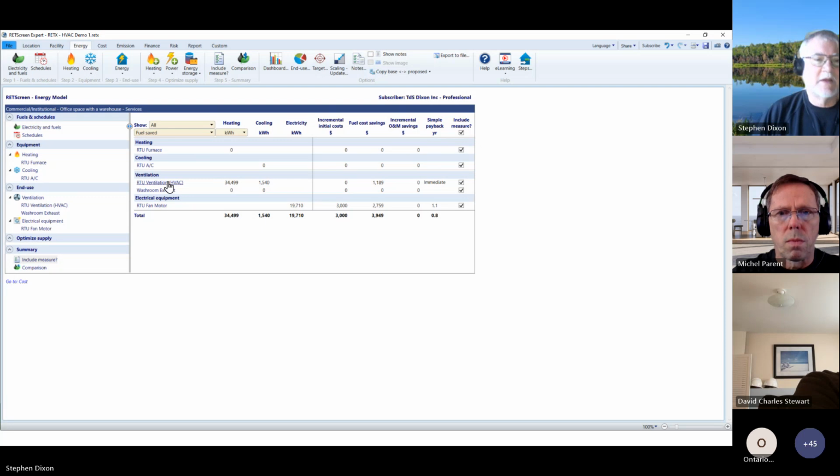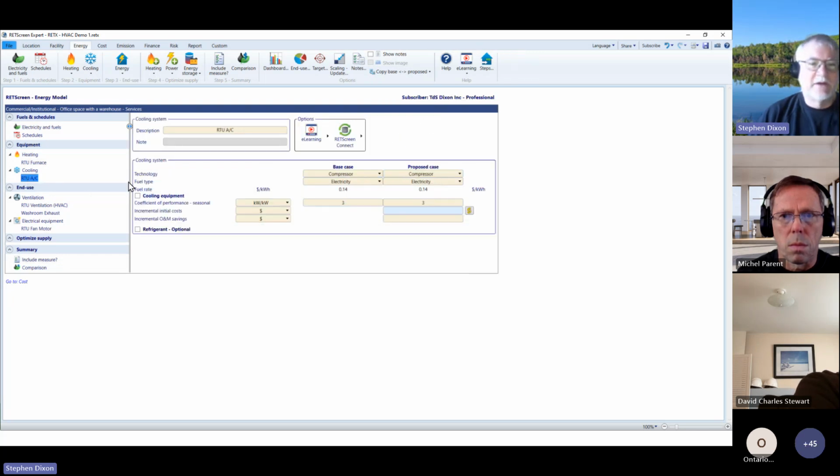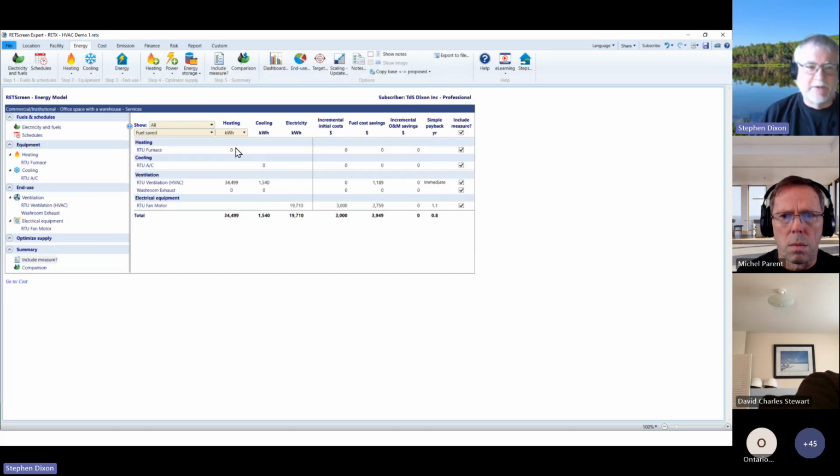So the include screen usually defaults to what's called fuel saved. Fuel, in RETScreen's terminology, is that which we purchase, right? Fuel is converted to energy by the heating and the cooling equipment. In this case, in the base case and the proposed case, we didn't change that furnace. We didn't change that cooling equipment, right? So basically, when we look at fuel saved, there's no fuel saved at the heating or cooling equipment.